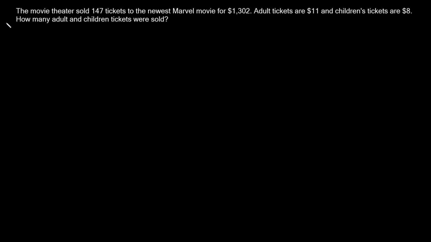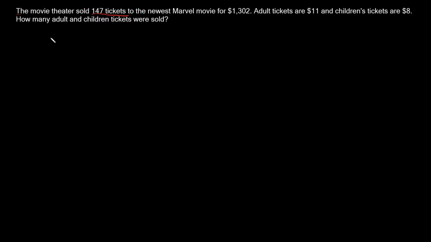Okay, so here this problem says the movie theater sold 147 tickets to the newest Marvel movie for $1,302. Adult tickets are $11 and children's tickets are $8. So, how many adult and children tickets were sold? Okay, so again, all we're trying to do is find relationships, right? So, the first thing it says here is the movie theater sold 147 tickets, okay? So, some of those were adult tickets and some of those were children's tickets, right? But we don't know how many of each one.